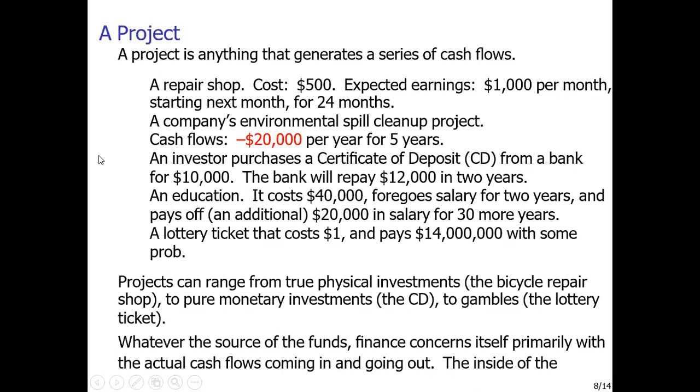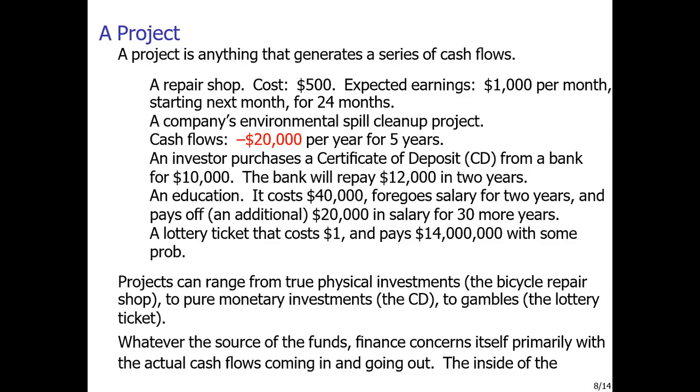So what is a project? As discussed also in the previous text, a project is anything that generates a series of cash flows. So we have here an example. This is a repair shop. The cost is 500. Expected earnings is 1,000 per month, starting next month for 24 months. Then there's a company's environmental spill cleanup project, which would cost negative 20,000 disbursements per year for 5 years.